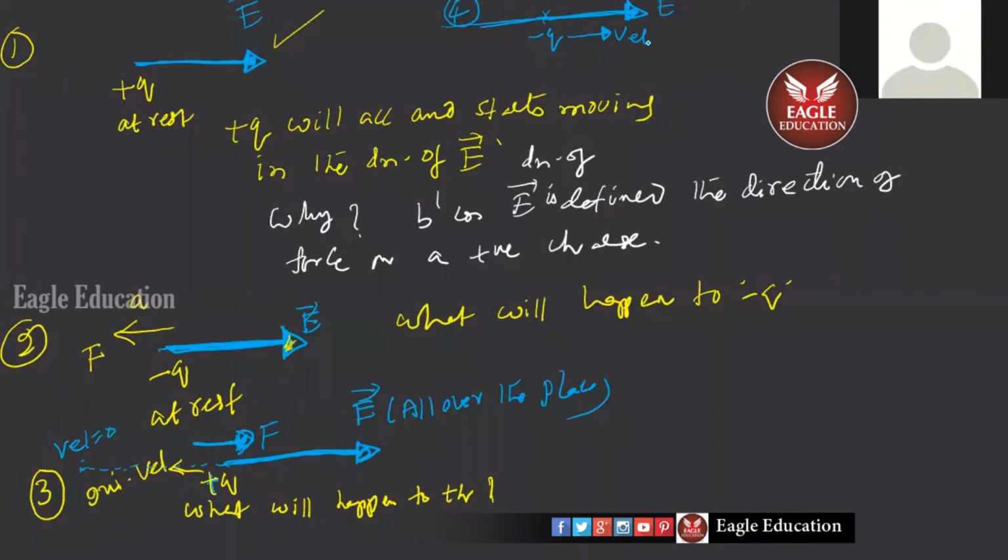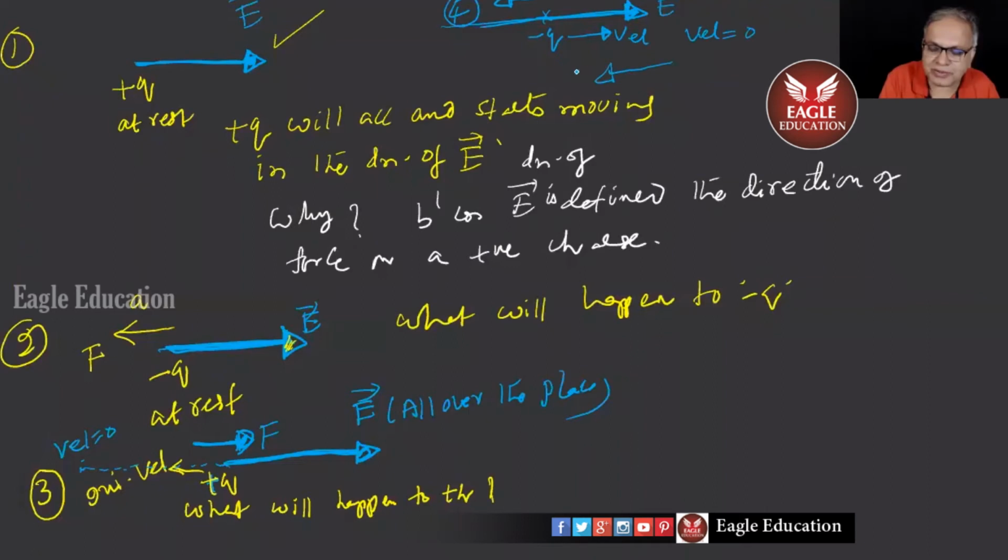Sir, as the force is in the opposite direction. Yeah, once again, E will apply on a minus Q a force in the opposite direction. So this will go on moving like that, but velocity somewhere becomes 0. Then it will start accelerating in the opposite direction, like we discussed here.